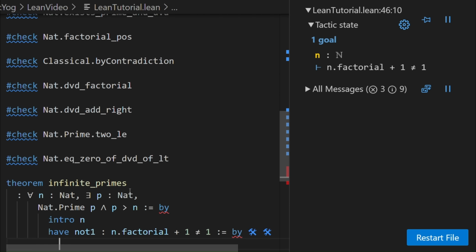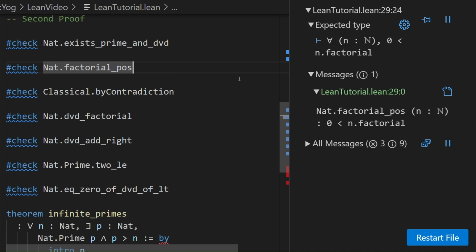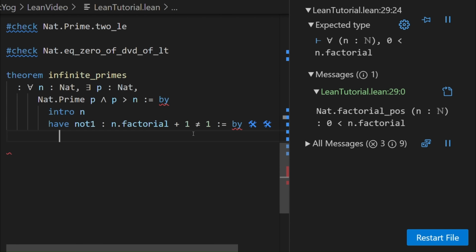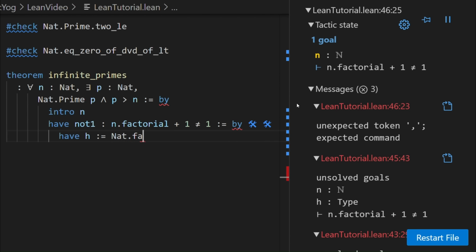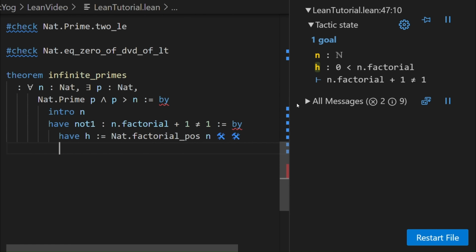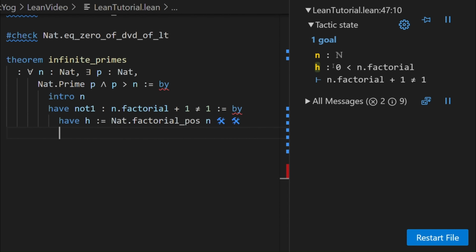The theorem nat.factorial_pos tells us that 0 is less than n factorial for any natural number n. Since this is a for all statement, use for all elimination with the number n. Have h be nat.factorial_pos with n as input, and out we get the 0 less than n factorial proof. It's simple linear arithmetic to show from this that n factorial plus 1 cannot be 1. That's what the linarith tactic was made for.